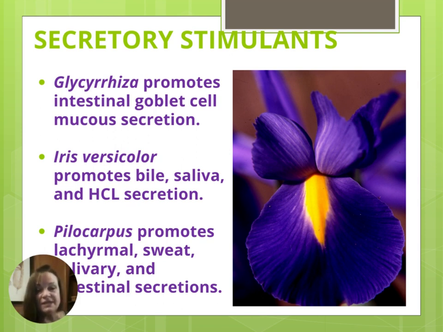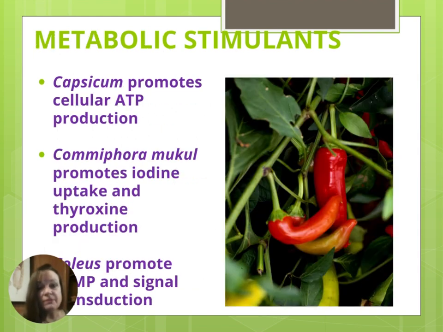Iris versicolor is a secretory stimulant promoting bile and saliva and hydrochloric acid secretion, but just a little bit in your formula to prevent overstimulating the gut. And then pilocarpus is a profound secretory stimulant. It's available by prescription from pharmacies, the isolated pilocarpine alkaloid, and used for Sjogren's syndrome, for dry mouth and esophageal dryness or dry eyes to instill it as eye drops is another example. And herbalists will sometimes prescribe that entire herb.